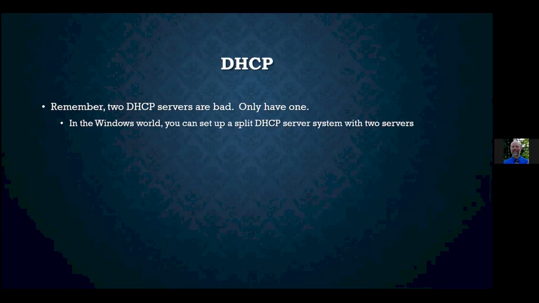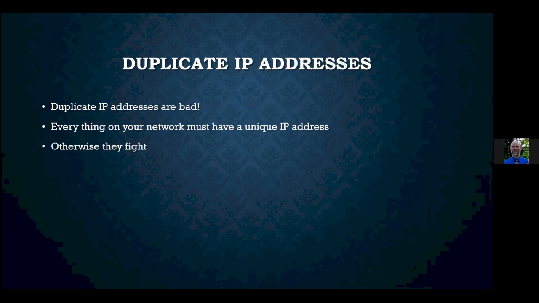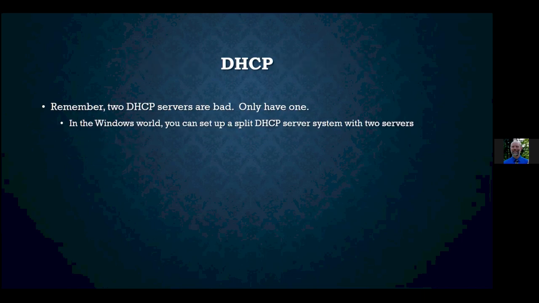On DHCP, you always only want to have one DHCP server unless you have a Windows Active Directory. Windows Active Directory can have multiple DHCP servers, but what they do is what's called a split DHCP. So it has two different ranges. One server has one range, and the other server has the other, so they don't actually overlap. But for the most part, you usually just set up only one DHCP server on your network.